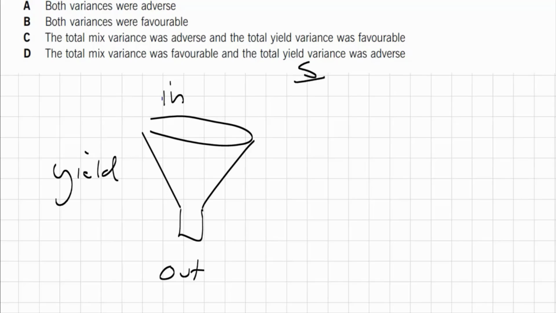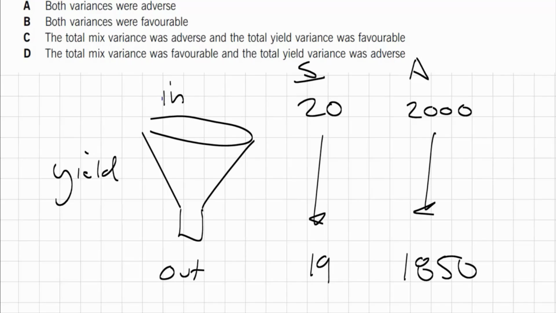Guys, the standard says we should put in 20 liters. We get 19. The actual results show that we put in 2,000 and we got out 18,500. Okay, now you see what's going on here. Put a decimal place there, put a decimal place there, and it's easy to compare to the standard. So we put in 2,000 units of input, which should yield 19. It didn't yield 19, it yielded 18.5. So we got fewer units from our inputs.